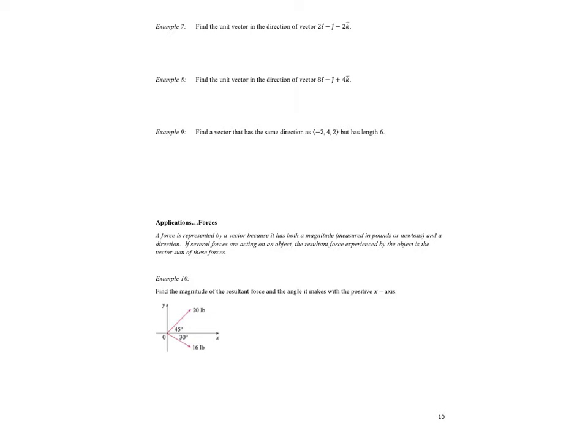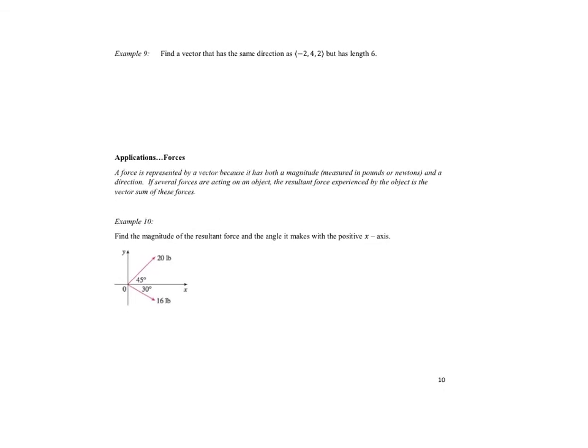of those is forces. Now, if you've taken physics, you've probably done a ton of this. If you haven't, then this might be a little bit new for you. But a force is represented by a vector because it has both the magnitude and the direction that we define vectors by. And so if we look at several forces that are acting on a particular object, the resultant force is the addition or the sum of those forces.